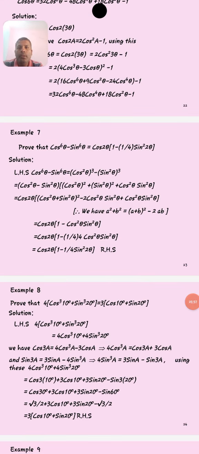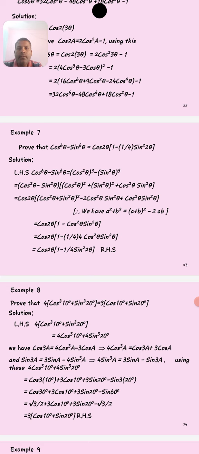Now next problem. Prove that cos power 6 theta minus sin power 6 theta is equal to cos 2 theta into (1 - 1/4 sin square 2 theta). Okay. Here we have to take the LHS part. LHS is equal to cos power 6 theta minus sin power 6 theta. We have to write (cos square theta) to the power of 3 minus (sin square theta) to the power of 3. Now here a cube minus b cube is (a - b) into (a square plus b square plus ab). Now using that concept: (cos square theta - sin square theta) into ((cos square theta) whole square plus (sin square theta) whole square plus cos square theta sin square theta).